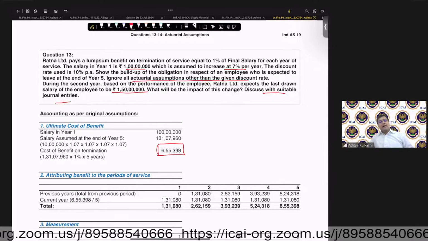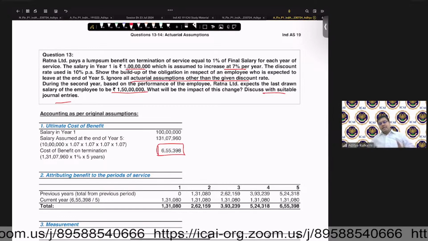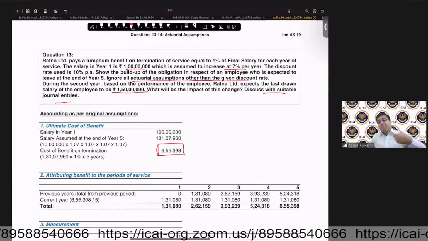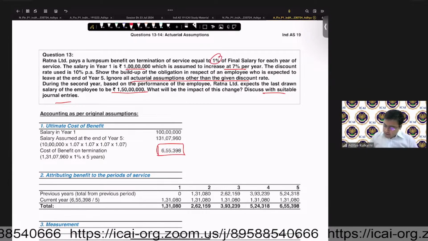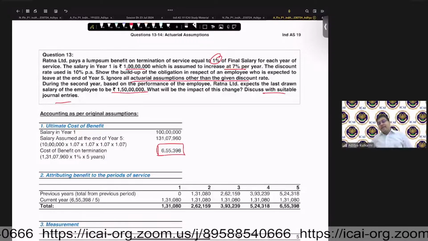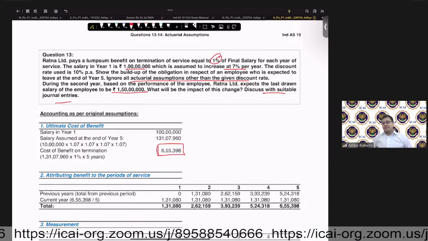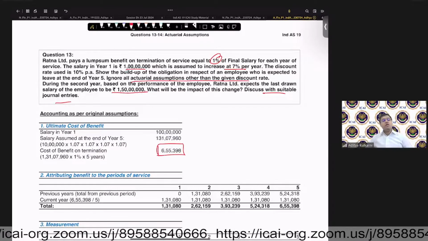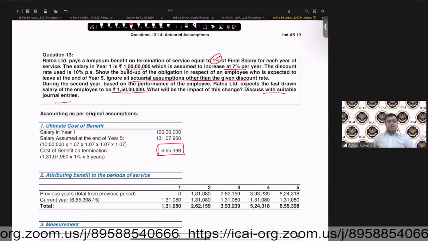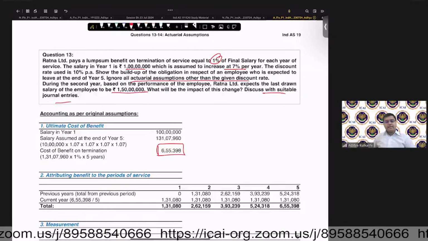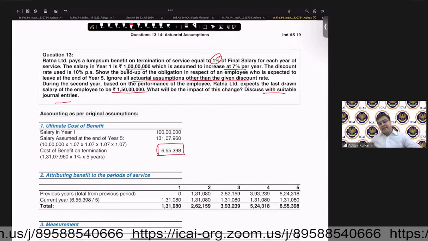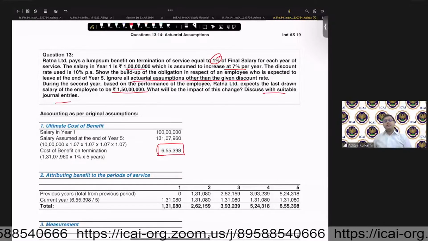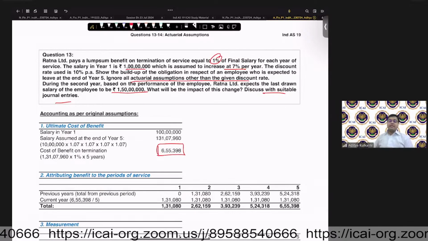Okay. What is happening? What is changing, first of all? Is the benefit that will be paid out, the percentage, is this percentage changing or is the expected salary itself changing? Is the benefit changing or is the expected salary changing? And if the expected salary is changing, is it a change in the plan or is it a change in actuarial assumptions?